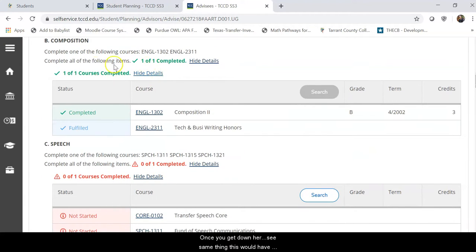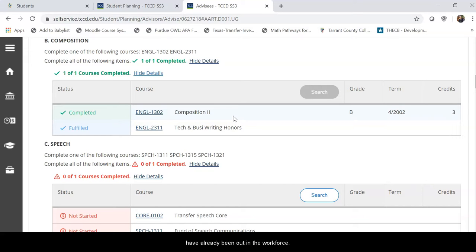Once you get down here, see, same thing. This would have said 0 of 1 courses completed, but now I have a choice. I have English Composition 2 and Technical and Business Writing. So depending on what I'm planning to study and what my next move is after TCC, in other words, what am I going to be when I grow up, or what does my next chapter look like if I'm a returning student that's coming back to school?